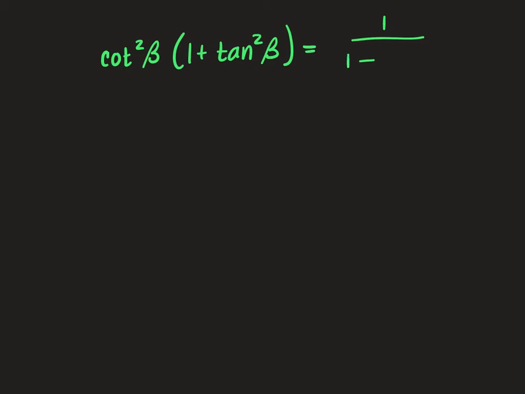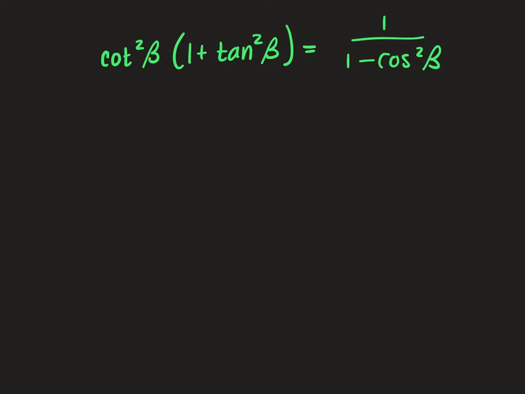So for this one, we will do cotangent squared beta times 1 plus tangent squared beta is equal to 1 over 1 minus cosine squared beta. I thought you were saying theta the whole time, so I wrote theta the whole time. That's okay, just stick with it.